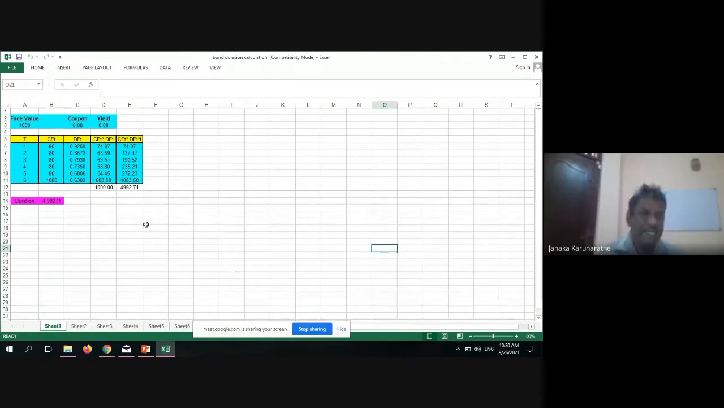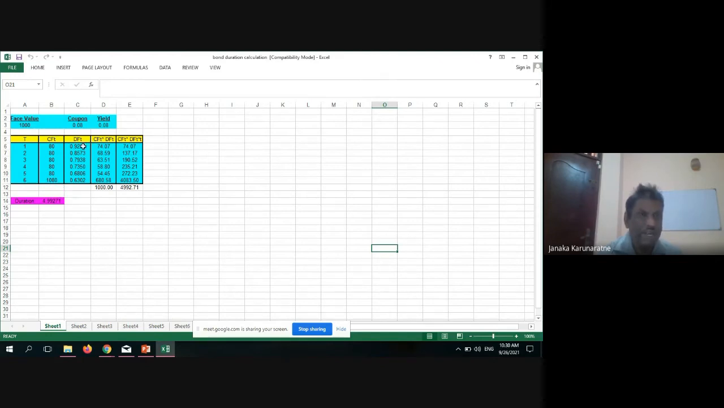Okay, so let's look at this, because I have put it up in an Excel sheet. This is a 6-year maturity bond, so there are 6 cash flows: 1, 2, 3, 4, 5, 6. This is an 8% coupon, 8% yield bond. The coupon is 8% of the face value of 1,000, so that means 80. The first 5 cash flows are 80, and the final cash flow is face value plus coupon, 1,080.